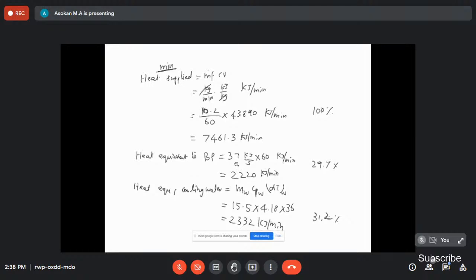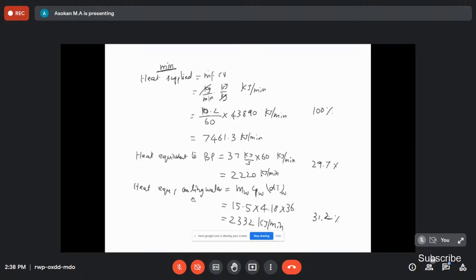What is your brake power? 37 kilojoules per second, right? You convert it to minute, you multiply by 60, it comes around 2220 kilojoules per minute. It comes around 29.7% of the total heat.